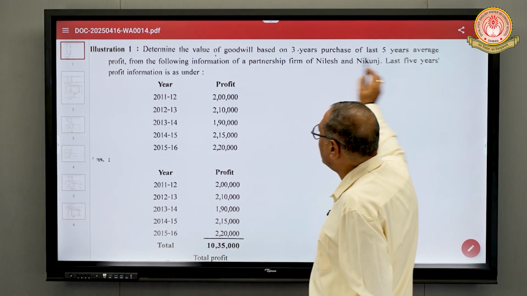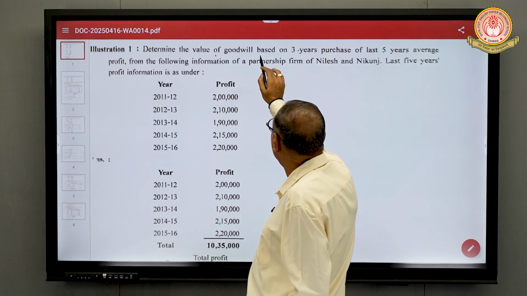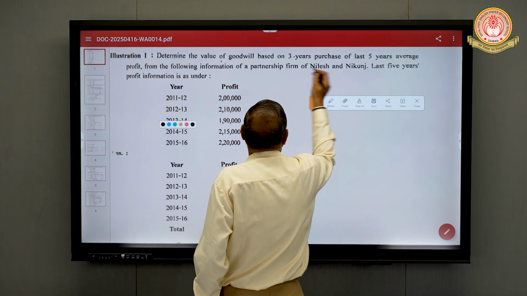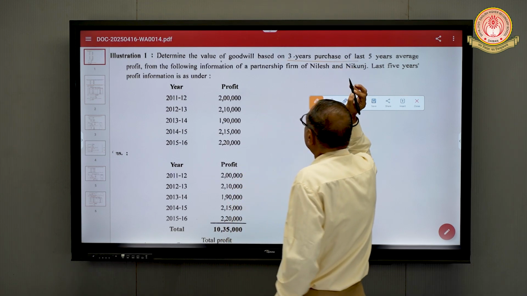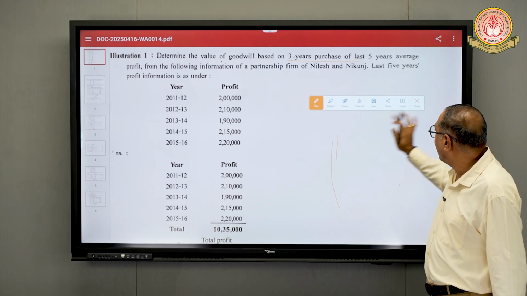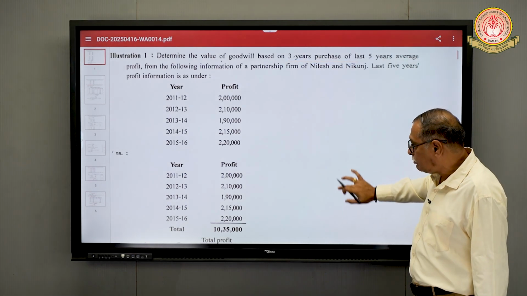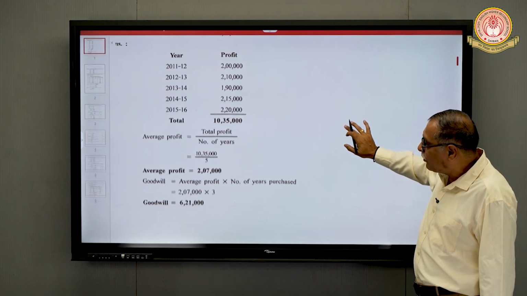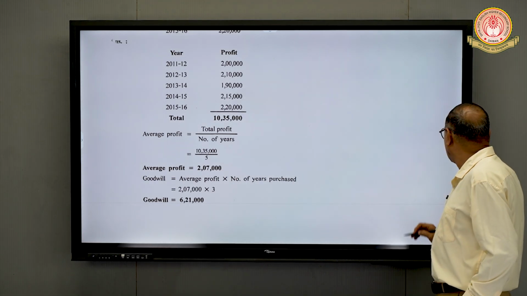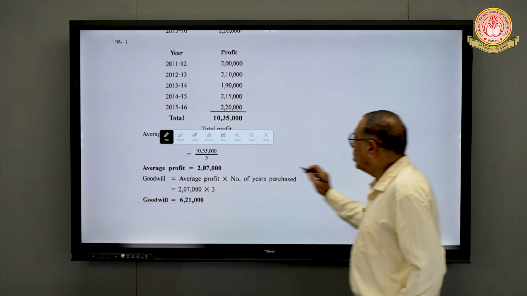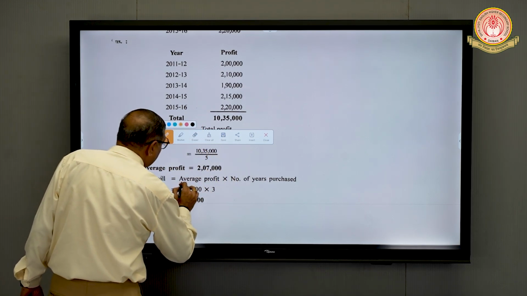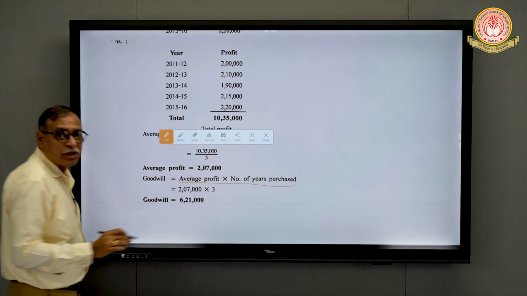Now in the question we will see what is given. Last 5 years profit is given. Determine the value of goodwill. That is goodwill we will calculate. Goodwill is based on 3 years purchase, so you have to multiply by 3. We will take the profit here. What is the goodwill calculation method? Goodwill means you have to take the average profit into number of years purchase.